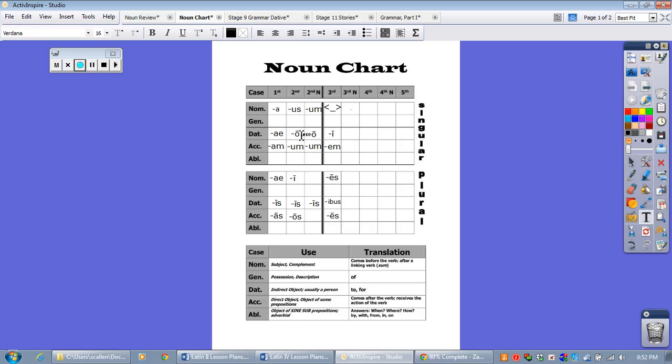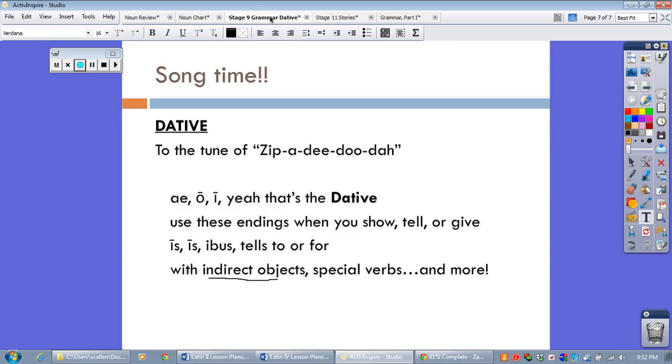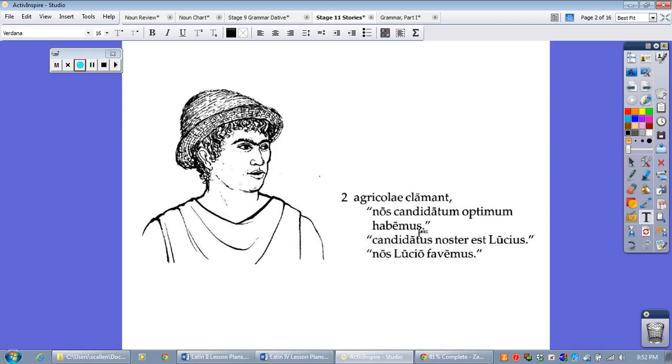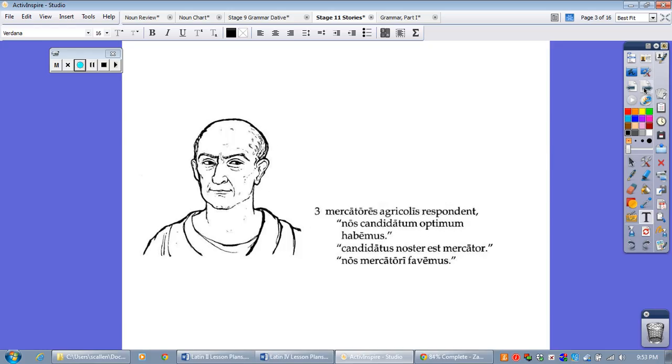The dative case. Indirect object? Tells to or for? What? We favor to Lucius? We favor for Lucius? That makes no sense. What does make sense is if you say we favor Lucius or we support him. Okay, keep that in mind.